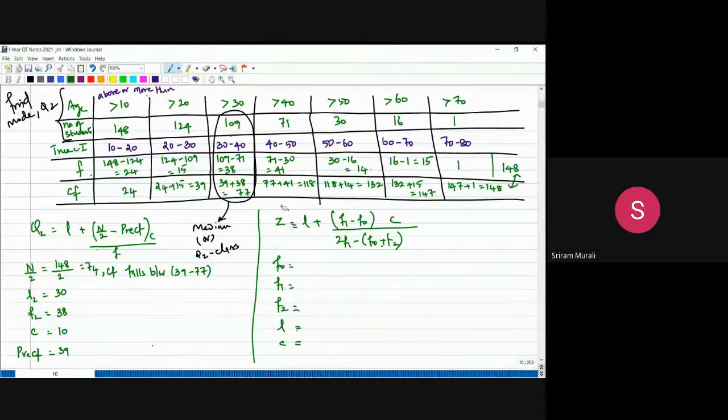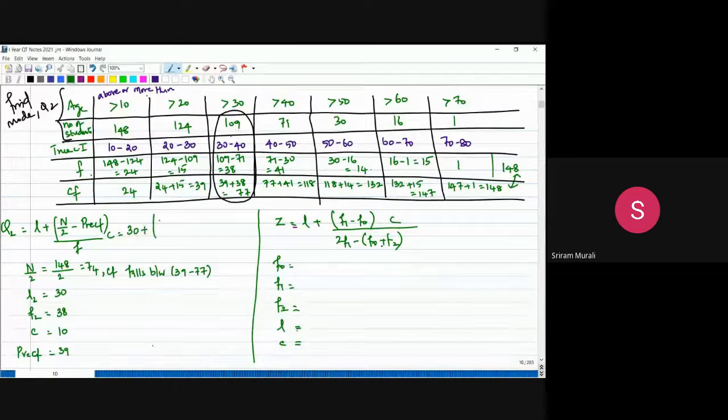Now the next one is mode. You have to substitute these values. I hope you can substitute, or should I substitute? We can, sir. The thing is, I just tell you one thing. There are common mistakes which I found in your answer scripts. The formula is L plus n by 2 minus the preceding value in the CF, divided by F, into C. You have to take this L. L is 30 plus n by 2, 148 by 2, that is 74. 74 minus 39 divided by 38 into C, which is 10. So this is a normal thing we do.